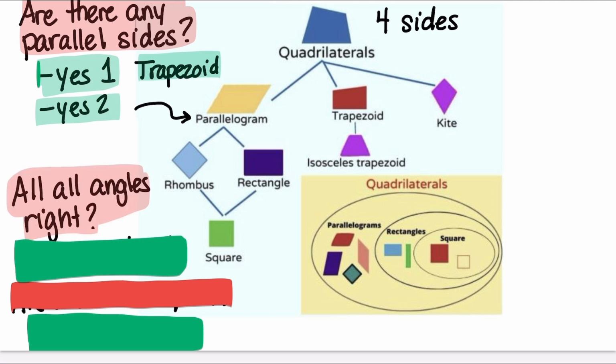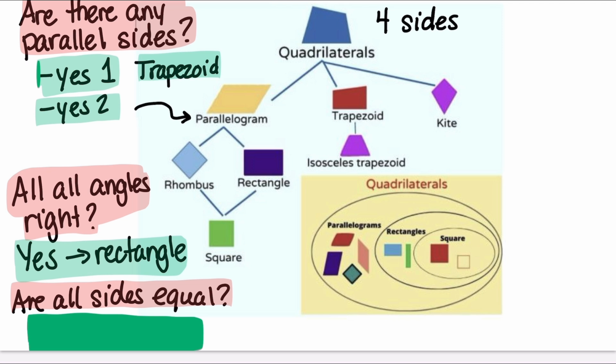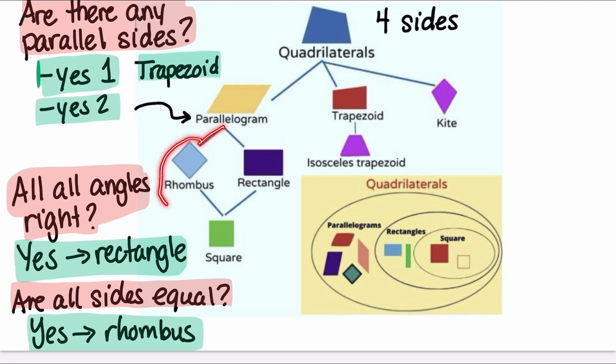All right, let's look at the second question. Do you have all right angles, or is every single angle 90 degrees? If you say yes, then you have a rectangle. So that's this little family over here, the rectangle family, as well as squares. So I would ask that question, and these guys here have all right angles. And then we have one more question. Are all the sides equal? So if you have a quadrilateral of all equal sides, then you have a rhombus. And that's what this side of the family is over here, where these two have all equal sides.